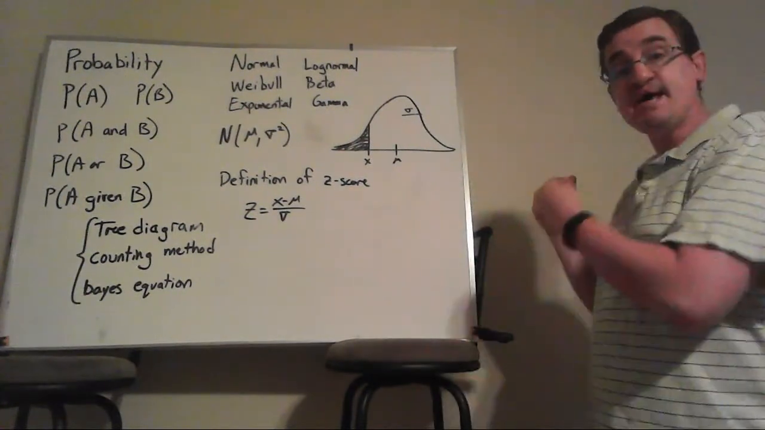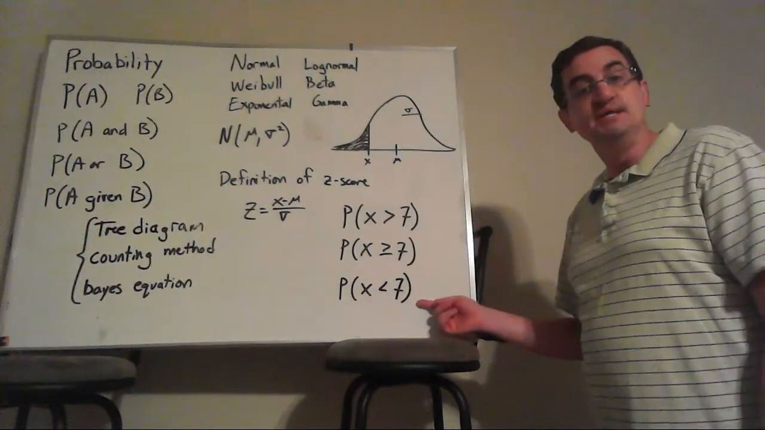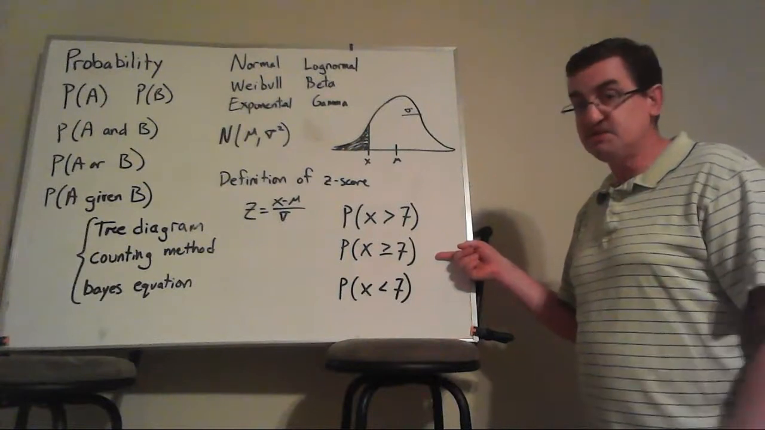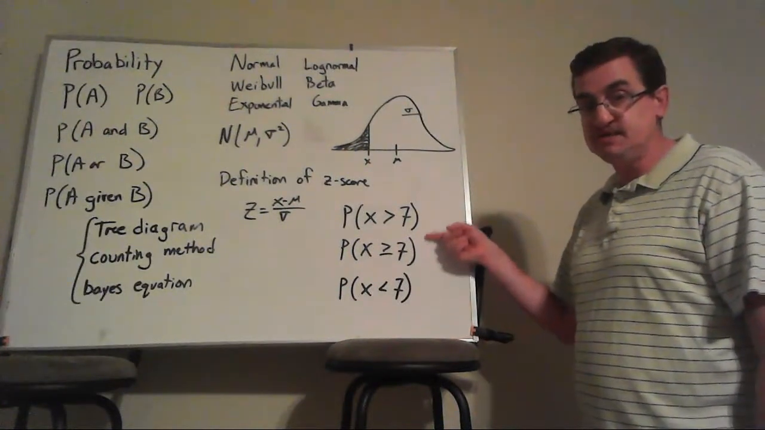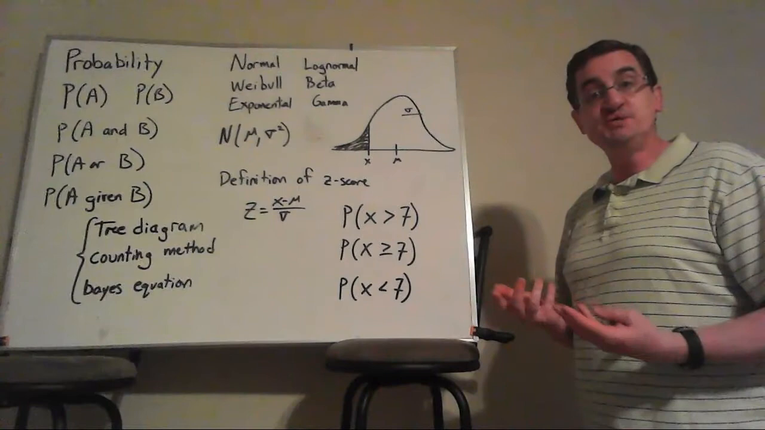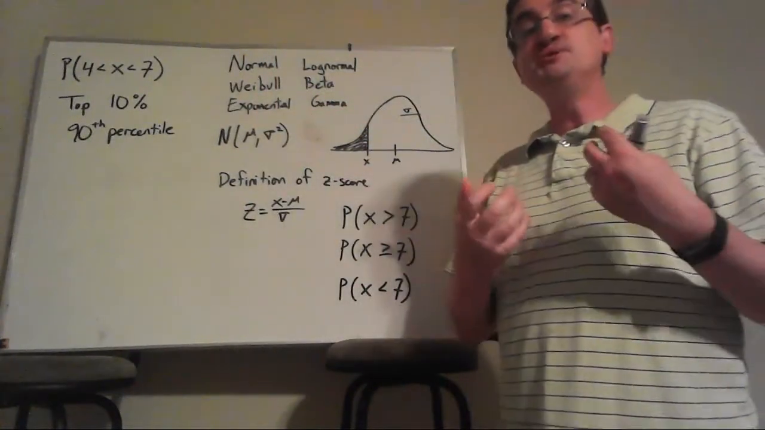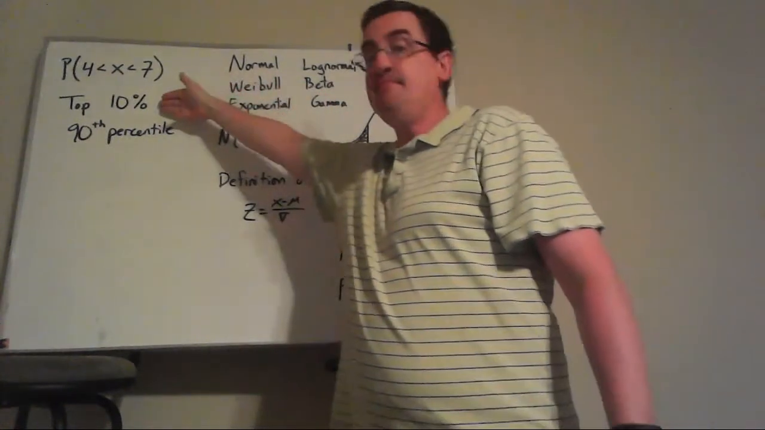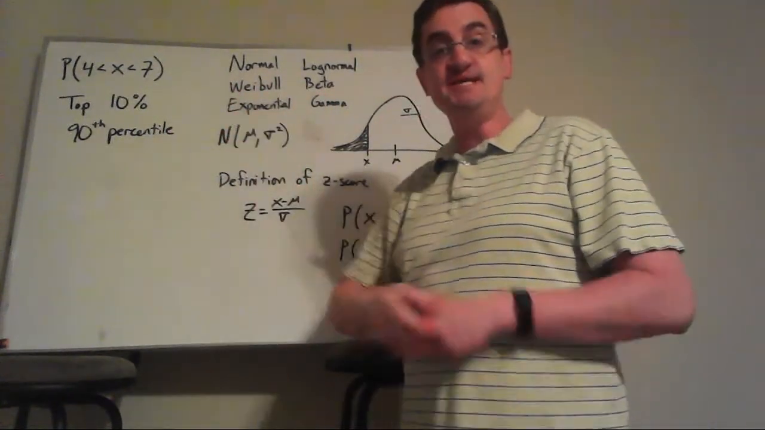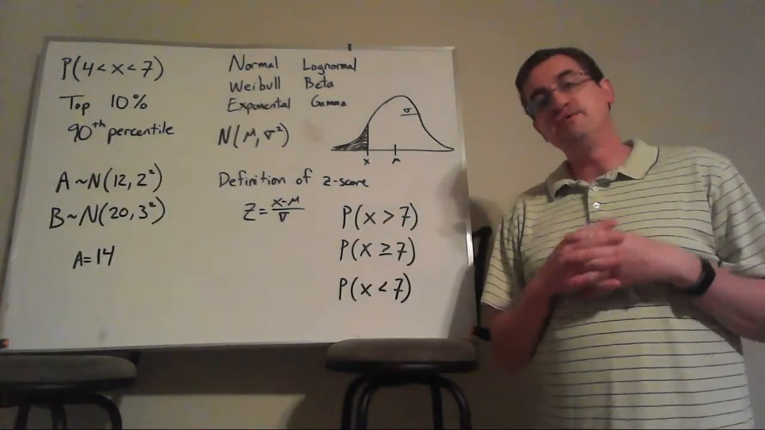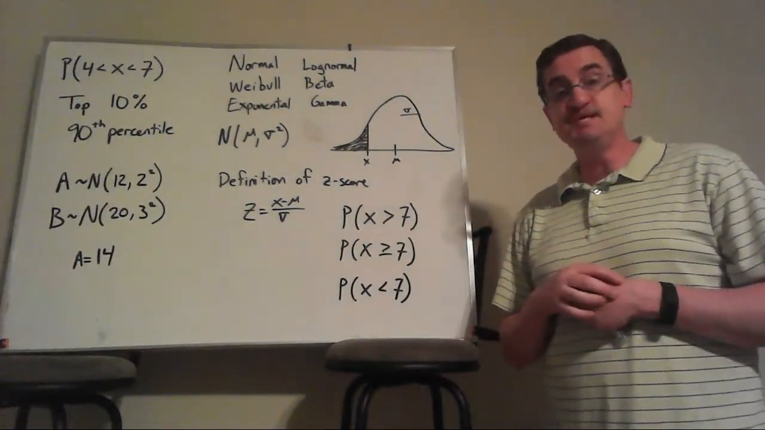And then from there, we can calculate probabilities less than 7, greater than 7, greater than or equal to 7. Spoiler alert, that's the same thing. We could do probabilities for between some range. We could also say given the probability, maybe it's the top 10%, maybe it's the 90th percentile. Second spoiler alert, that's the same thing. So can you find the x value for those percentages?